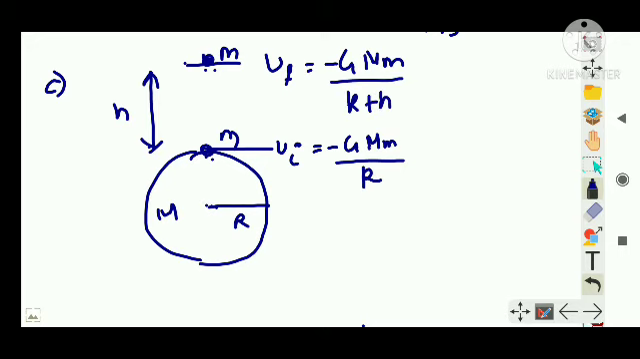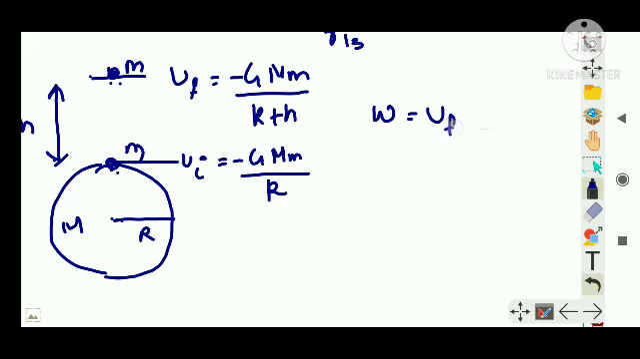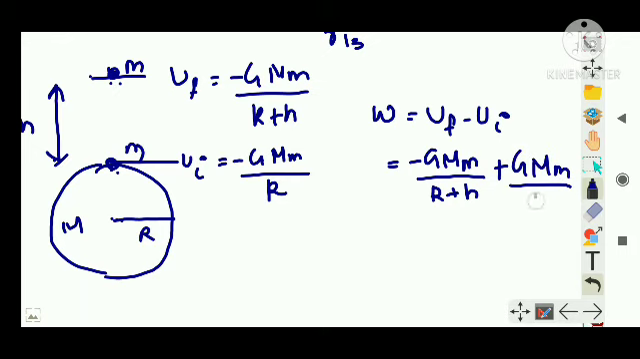Easy? Clear? So someone is asking you the change in potential energy, that is work. What is potential energy? The change in potential energy is the final potential energy minus the initial potential energy, which is equal to minus GMm by (r plus h). Minus of minus becomes plus GMm by r. I can bring GMm outside as common.